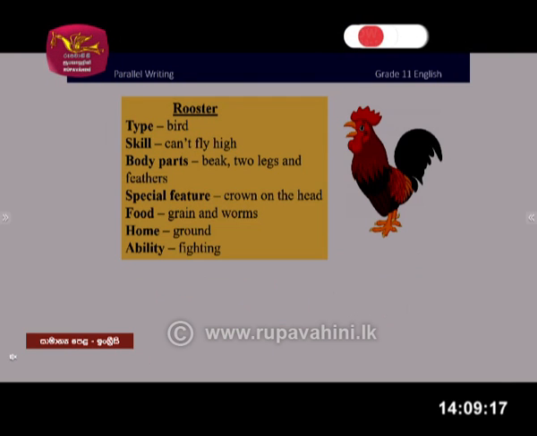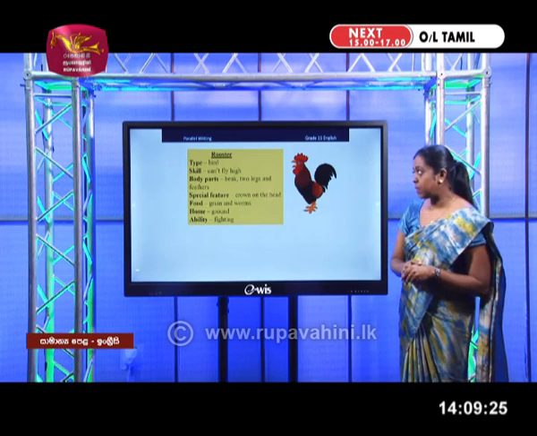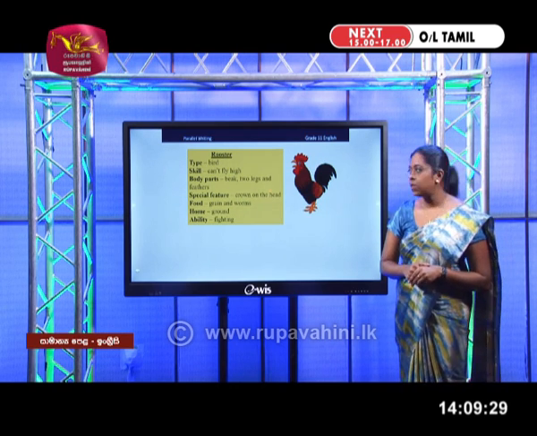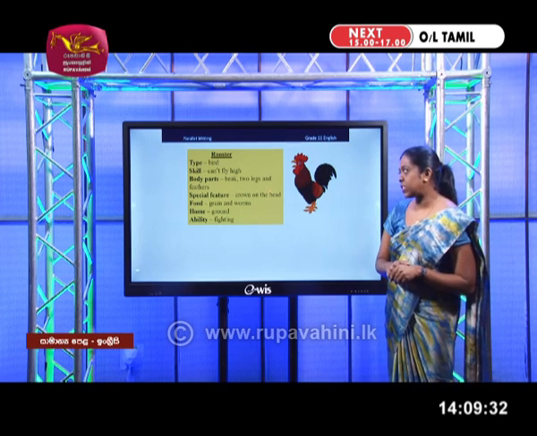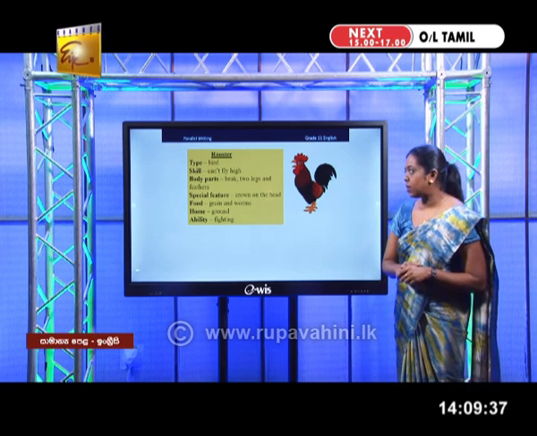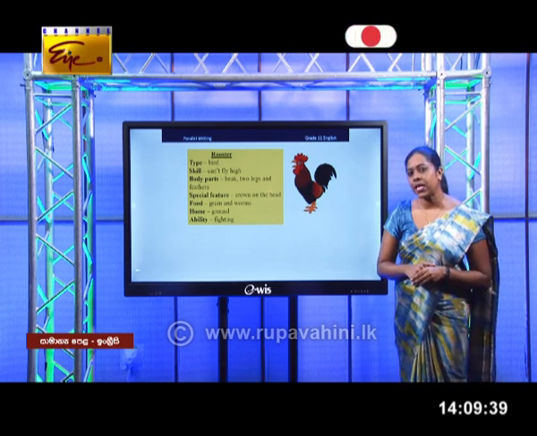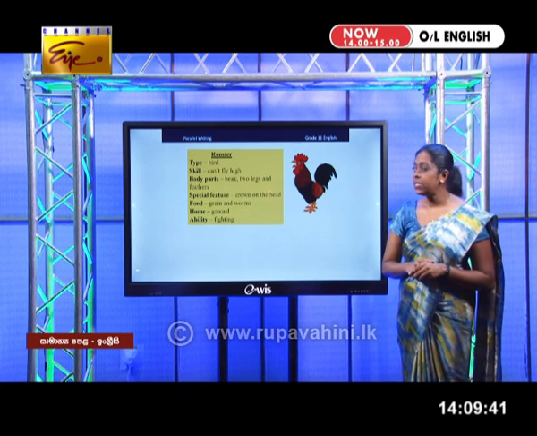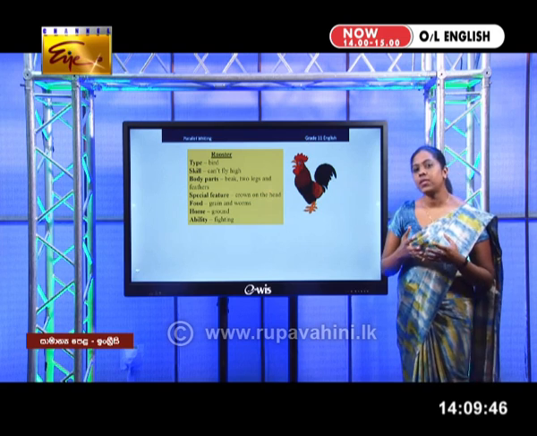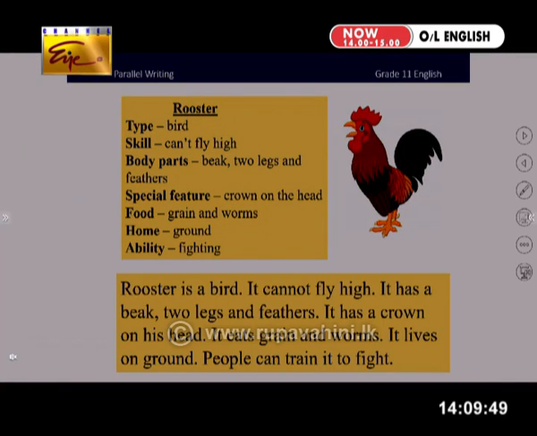What do you see here? It's a rooster, and we have a few pieces of information about the rooster. Type: bird. Skill: can't fly high. Body parts: beak, 2 legs and feathers. Special feature: crown on the head. Food: grain and worms. Home: ground. Ability: fighting. Now let's see how we are going to construct a paragraph using all this information, right? So this is the paragraph I have written.